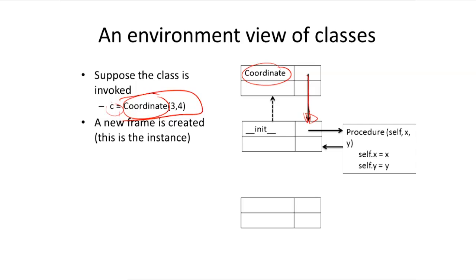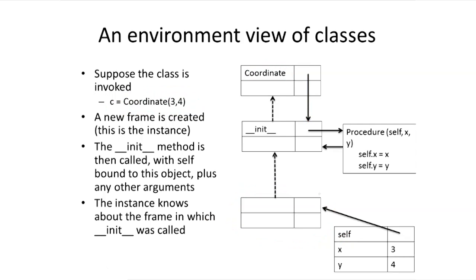Before I do that, though, by calling coordinate, which is a class, it's going to create a new frame right down here, which is going to be the instance. That is what's going to be created every time we invoke coordinate. It creates a new instance. Now, that's going to store the information the way that we want. And once this new frame is created, then we call the __init__ method. So there's the instance. Having used coordinate to instantiate that, we now get the __init__ method looking in this frame right here. There it is. It's pointing to that procedure. And so that __init__ method is now called.